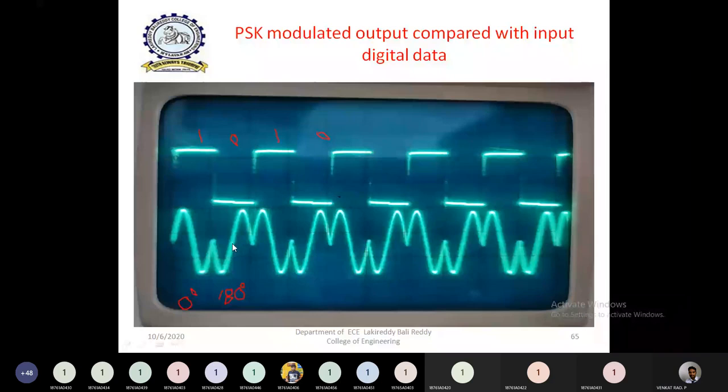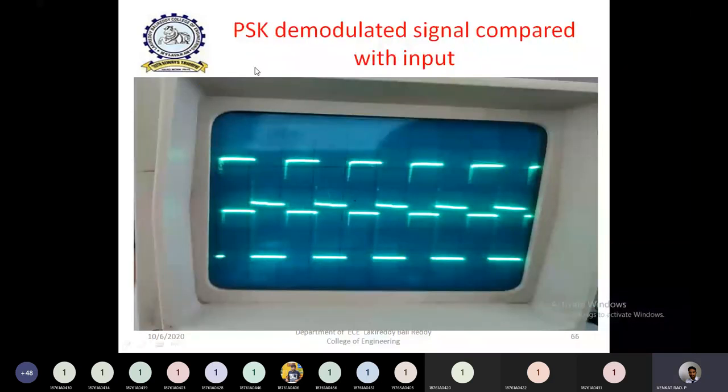Next, finally, you need to identify what the demodulated signal is when compared with the input. For example, if you clearly observe these two waveforms, both seem to be very similar. So that's how we can conclude that the demodulation process is perfectly implemented in this PSK experimental kit. That's why the demodulated signal is exactly the same as the input signal.